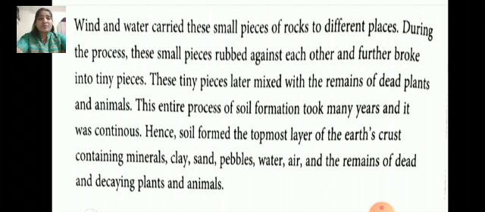Okay, hence soil forms the topmost layer of the earth crust containing minerals, clay, sand, pebbles, water, air, and the remains of dead and decaying plants and animals. So you should know that soil forms the topmost layer of the earth crust. And what all is there in the topmost earth crust? Minerals, clay, sand, pebbles, water, air, and the remaining parts of dead and decaying plants and animals. So like this, the soil forms. So this is the story of formation of soil.